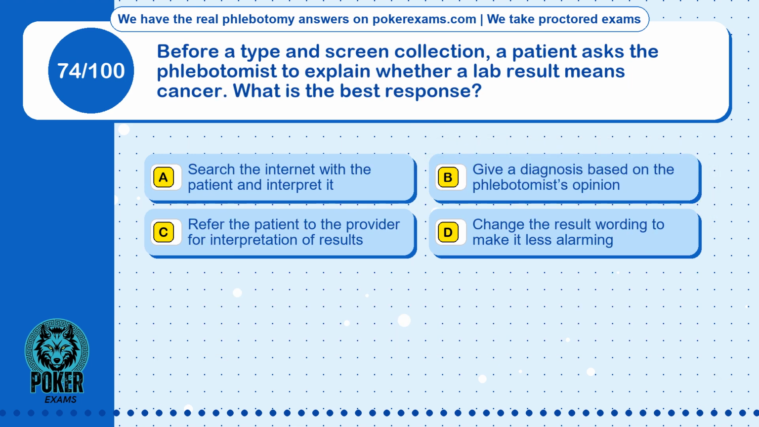Question 74. Before a type and screen collection, a patient asks the phlebotomist to explain whether a lab result means cancer. What is the best response? Option A. Search the internet with the patient and interpret it. Option B. Give a diagnosis based on the phlebotomist's opinion. Option C. Refer the patient to the provider for interpretation of results. Option D. Change the result wording to make it less alarming.